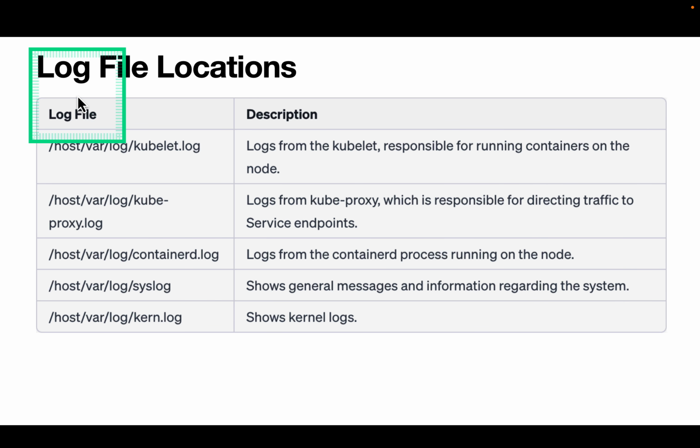So when you log in through the debug node command, these are the log files which will be available. So you have /host/var/log/kubelet.log. This is /host, that's why this is the worker node, and logs from kubelet, responsible for running containers on the node. Then you have /var/log/kubeproxy, which is logs from kubeproxy, which is responsible for directing traffic to service endpoints. Then you have /var/log/containerd.log, logs from the containerd process running on the node. /var/log/syslog shows general messages and information regarding the system, and then /var/log/kern.log, which shows kernel logs.